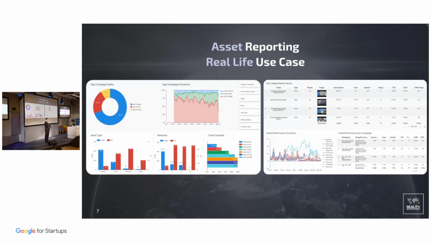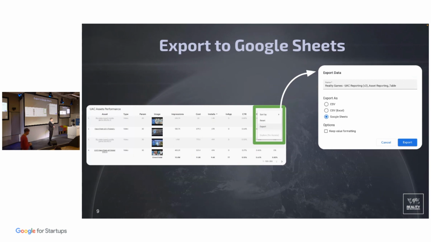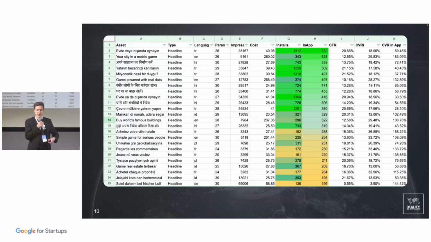And now I would like to show you the real use of this asset reporting, how it's very useful for me. We can look here at the asset performance, and you can very easily export it to Google Sheets. And after you have it exported, you can compare all kinds of installs, in-apps, what is the cost of it, all the impressions, or all the conversions and CTR and so on.